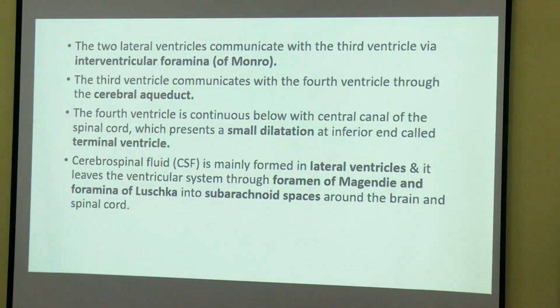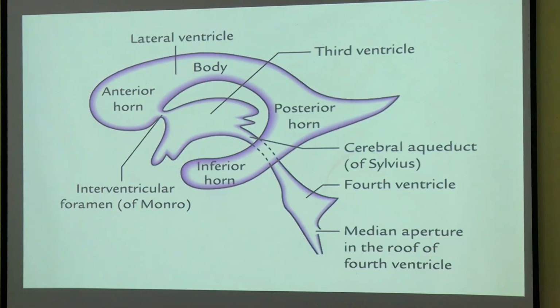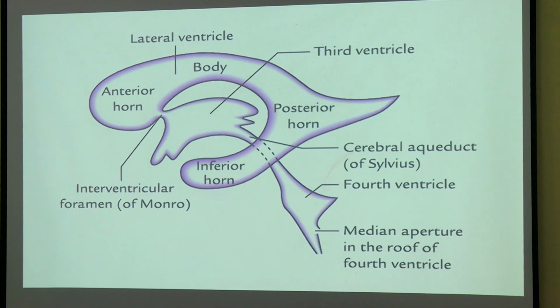Foramen of Magendie and foramen of Luschka. So, this is the picture to show your ventricles and also the foramens.